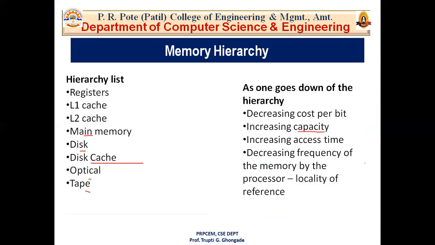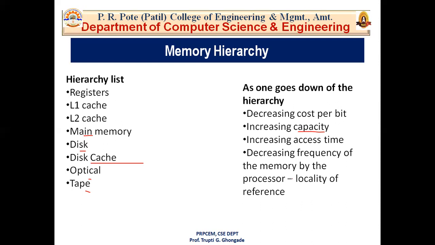And then the next point is the decreasing frequency of access to the memory by the processor, that is locality of reference. So what is locality of reference? What is spatial locality? That we will discuss in detail, but in the cache memory concept, not now. Right now, just understand this. That is the memory hierarchy. There are basically 5 elements in the memory hierarchy: register, cache memory, main memory, disks, and magnetic tapes.